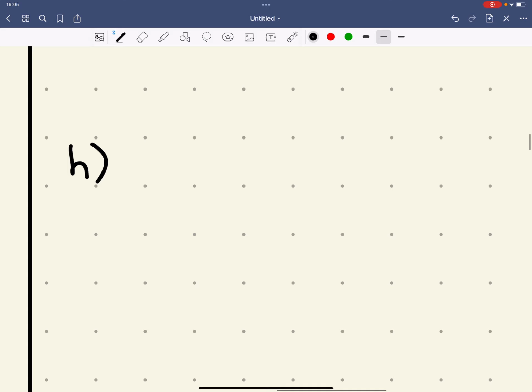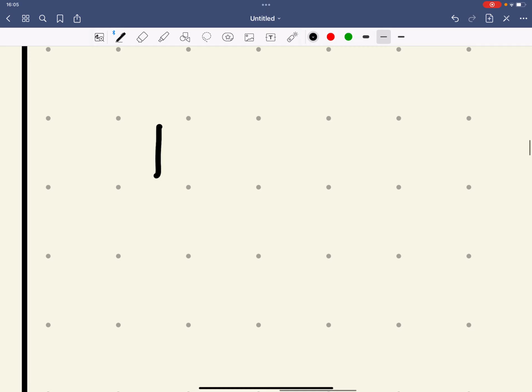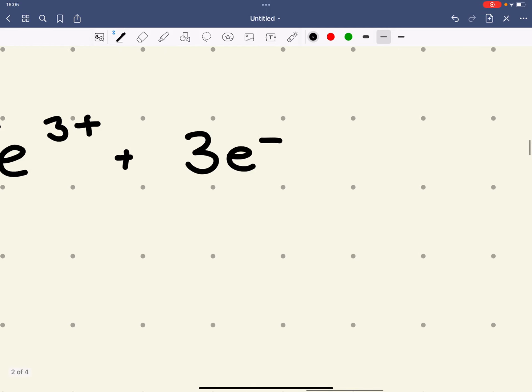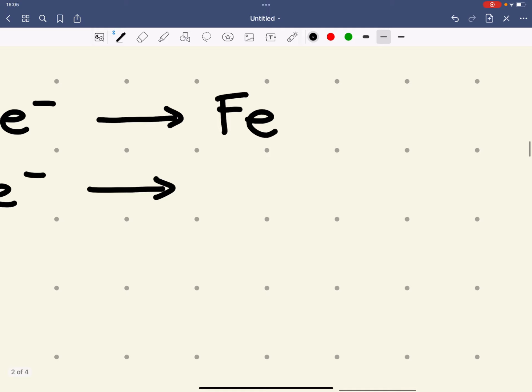Now, you should be aware of the term OIL RIG. So oxidation is loss of electrons, reduction is gain. So if we're looking at a gain of electrons, the electron should be on the left-hand side of the equation. That's the first thing. And there are 2 equations where the electrons are on the left. The first one, which was option A, is Fe3+ plus 3 electrons going to Fe. And the second one was Fe plus 3 electrons going to Fe3+.